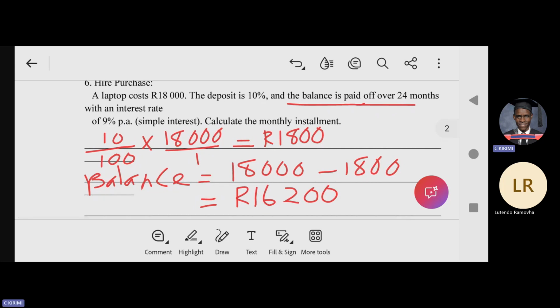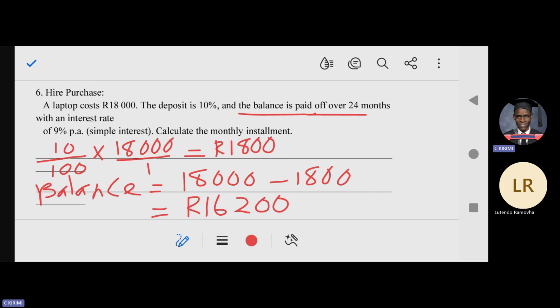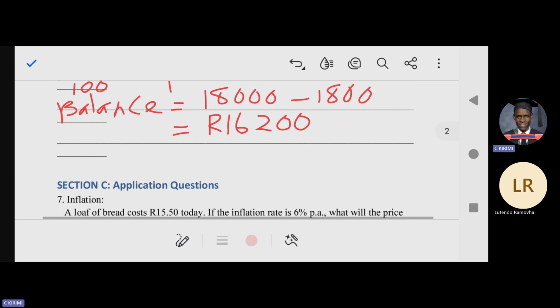But we are having an interest rate of how much? Of 9% per annum, simple interest. So 24 months, you are supposed to convert it to annums. How many annums is 24 months? 2 years, which means 2 annums. So your N here is equals to 2. Then which formula are you going to use?